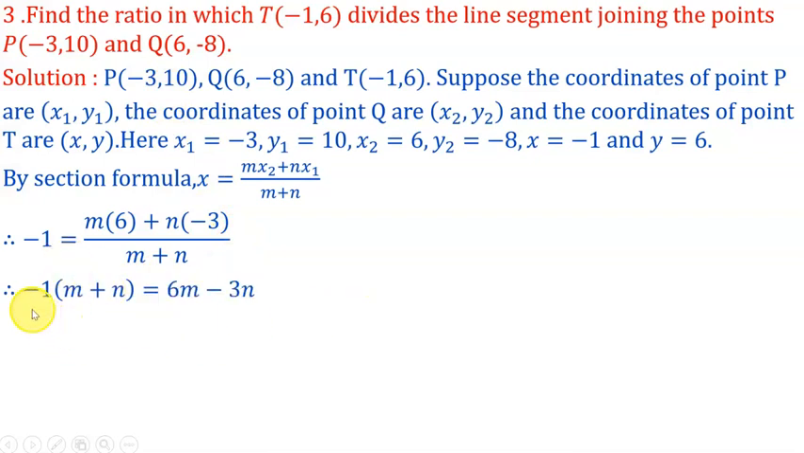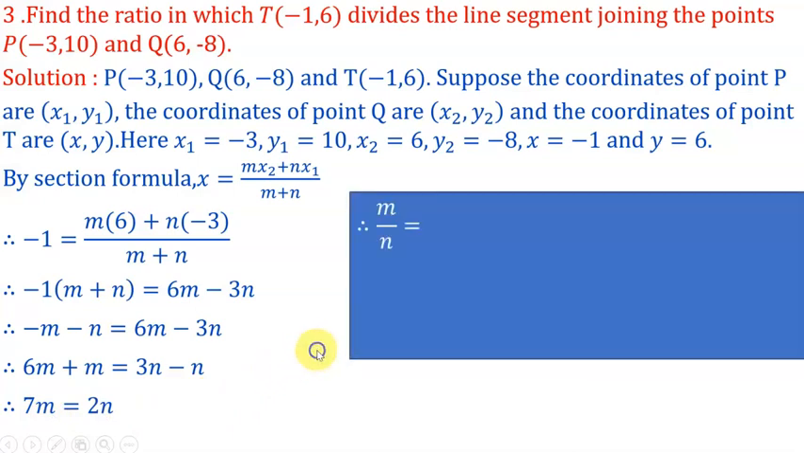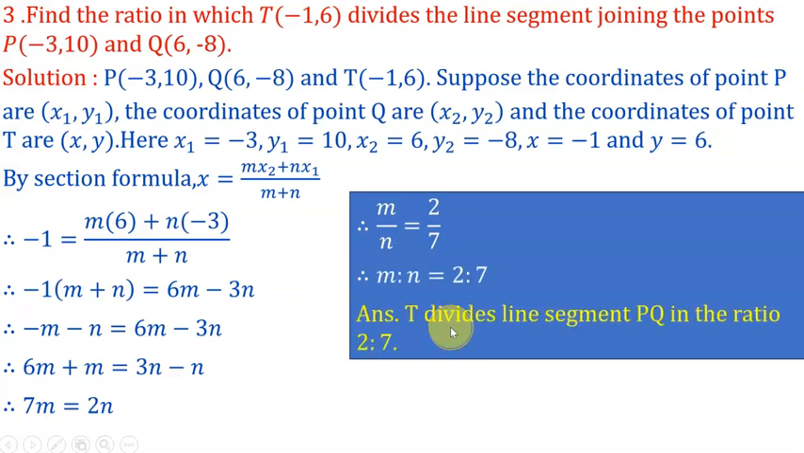And after cross multiplication, -1 in bracket m plus n is equals to 6m minus 3n. Minus m minus n is equals to 6m minus 3n. Next we simplify: 6m plus m is equals to 3n minus n. Then you will get 7m is equals to 2n. Therefore, finally, you will get the ratio m upon n is equals to 2 upon 7, and this is the required answer. Therefore, T divides the line segment joining PQ in the ratio 2:7.